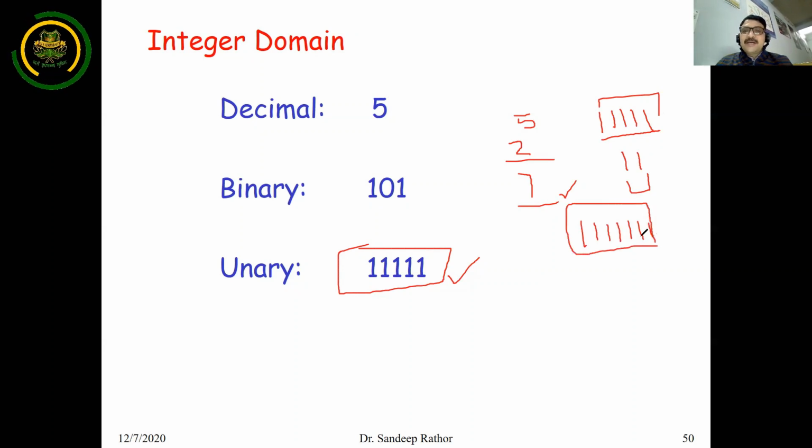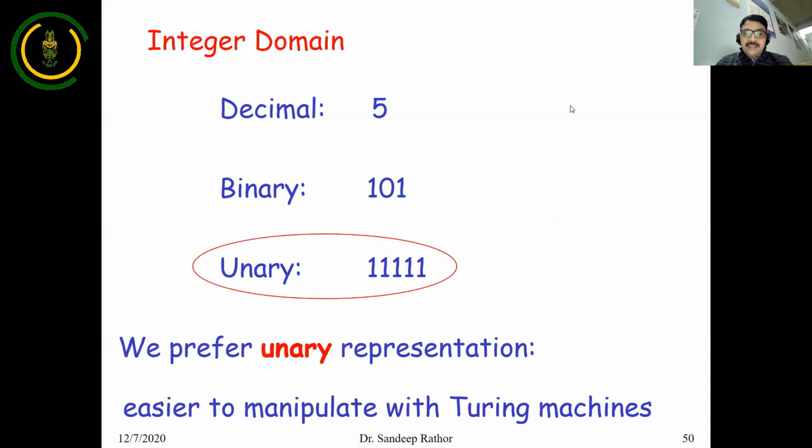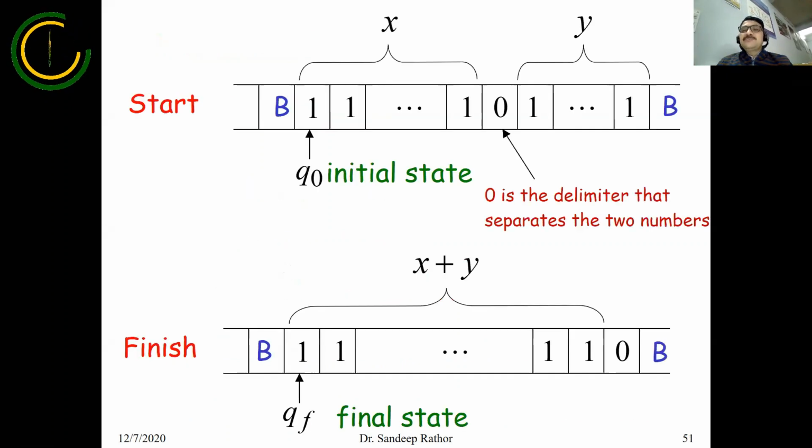So this is the basics about the construction of the Turing machine. Now the point is, why are we going to use unary numbers? We always prefer the unary representation because it is easier to manipulate with the Turing machine. Just try to visualize things in your mind. Suppose this is your x, 111 in this form, and 0 is the delimiter or separator that separates the two numbers, x and y. y is also represented in unary, and at the end of y you will find the blank sign as usual in a Turing machine.